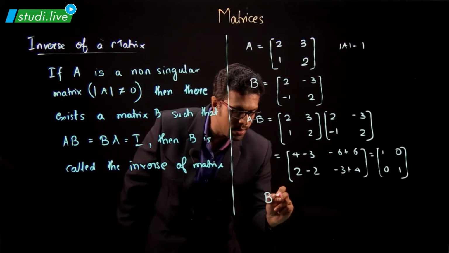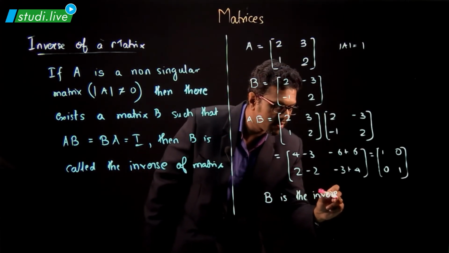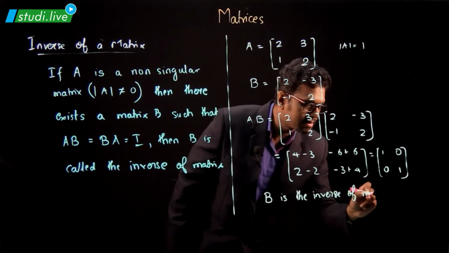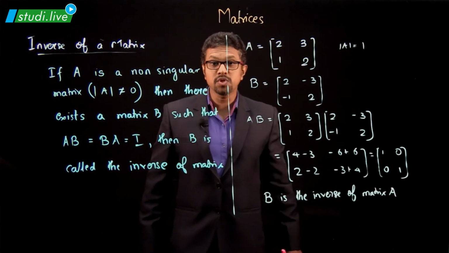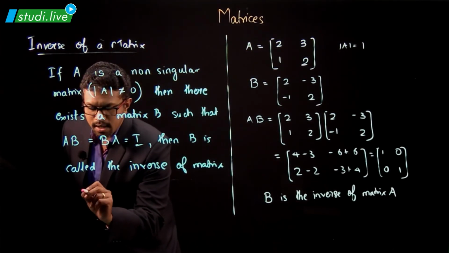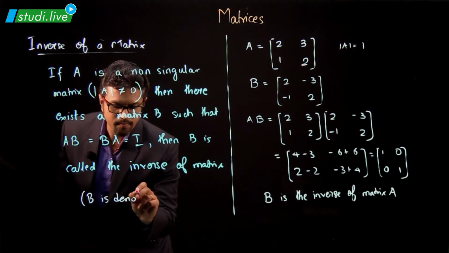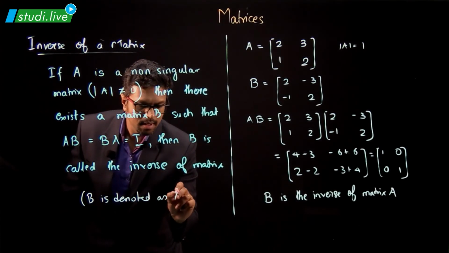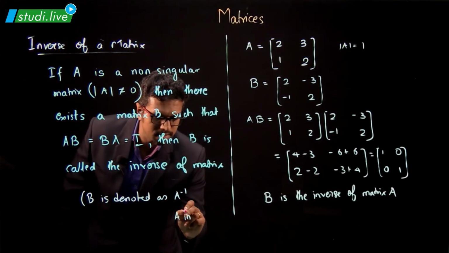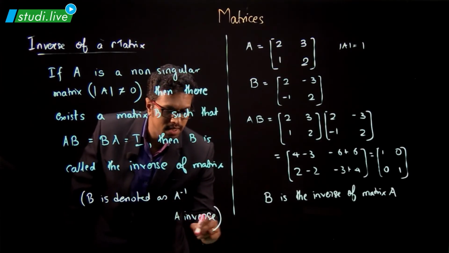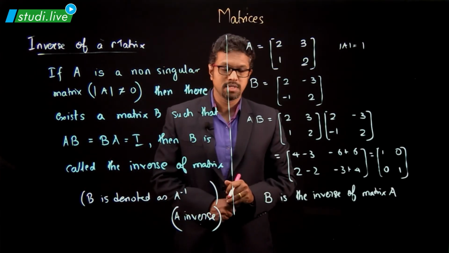So we can say B is the inverse of matrix A. Now, how is an inverse matrix denoted? The inverse of a matrix A is denoted as A raised to minus 1, but this is read as A inverse. So you can keep this in your mind that it is read as A inverse.